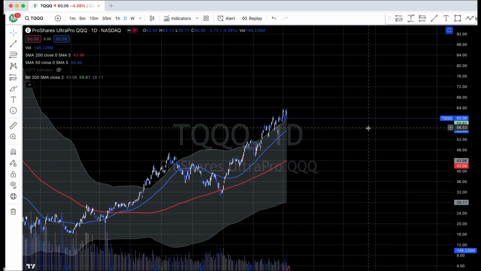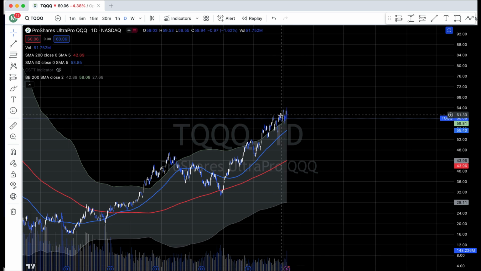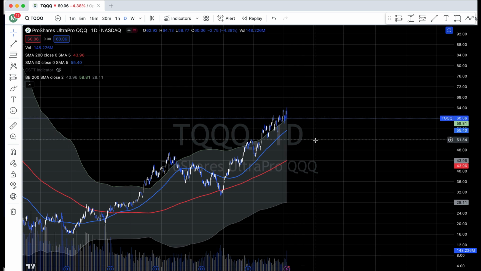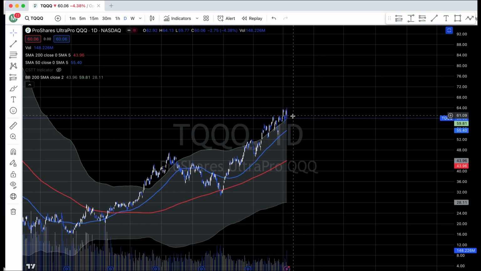Again, we don't know what it's going to do, but you can look for trends and start to put the probabilities in your favor. So I'm thinking right now, this is the daily chart, that we're going to start seeing like a bearish trend here. That's kind of why I'm going with the call credit spread here.